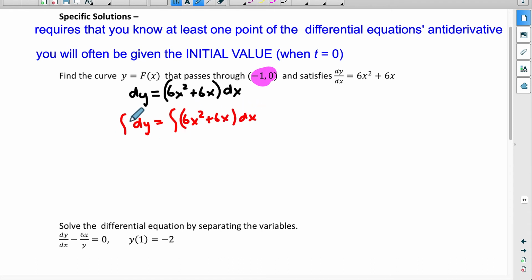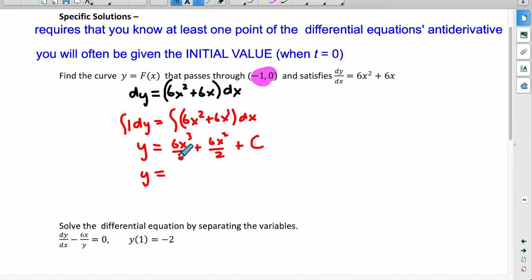What number is right here? 1. So when you integrate 1 in terms of y, you get y. Great! We've already got our y isolated. This is awesome. When we integrate this, 6x squared, 2 raises up to a 3 and divide by the same amount, plus 6x, the 1 goes to a 2 and divide by the same amount, plus c. Yes, you do put plus c, but you'll see we can get rid of that in a second. So let's simplify this.